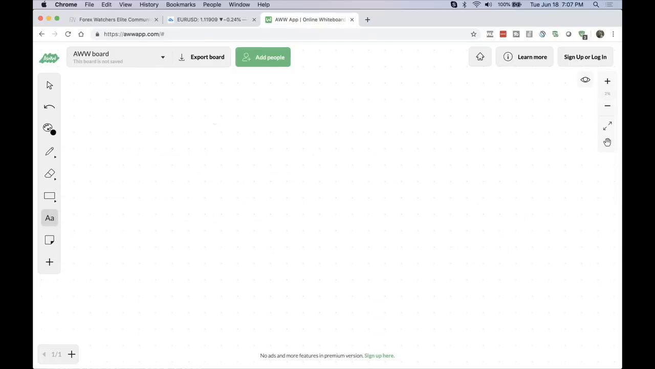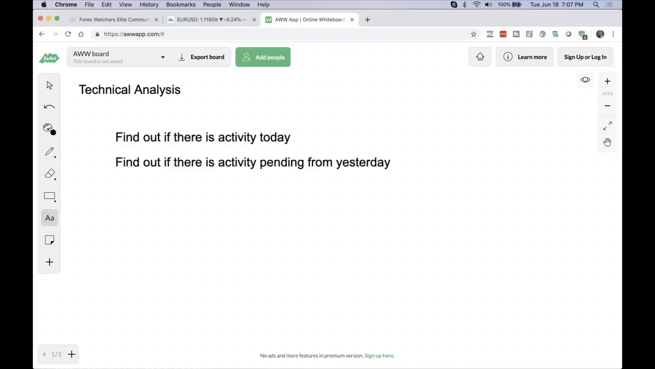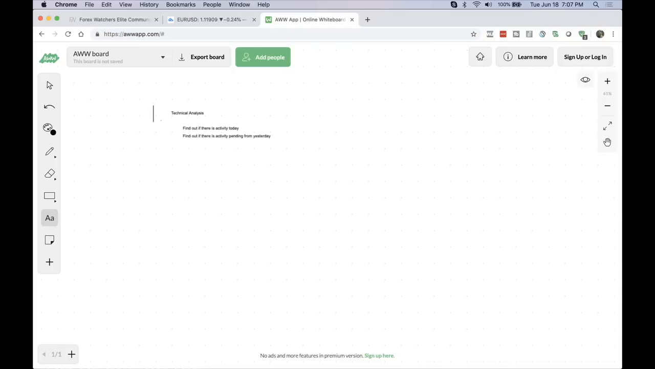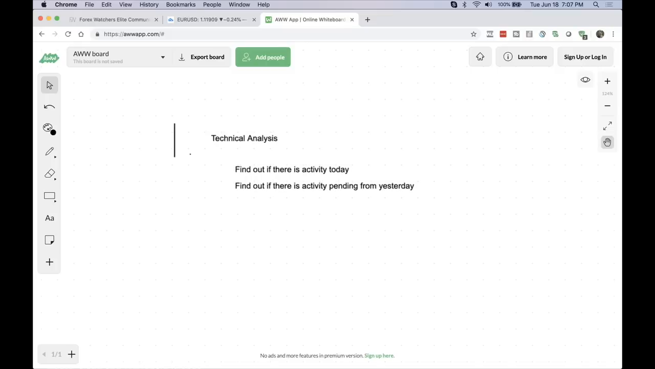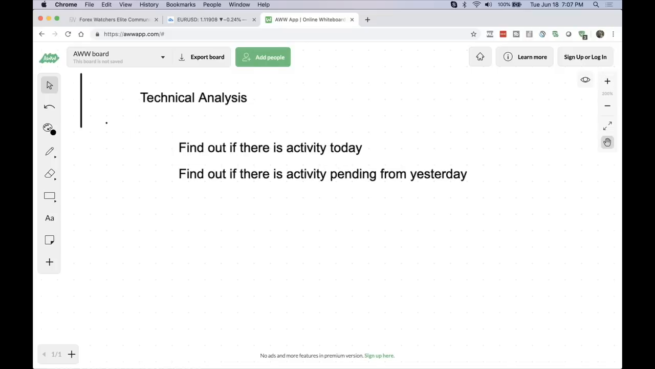Now let me zoom in a bit. Whoa, not that much. Okay. Sorry about that. I didn't want to make you guys feel like you guys are in a rave concert. Let me move this here. Okay, here we go. Okay, should be nice and easy to read.